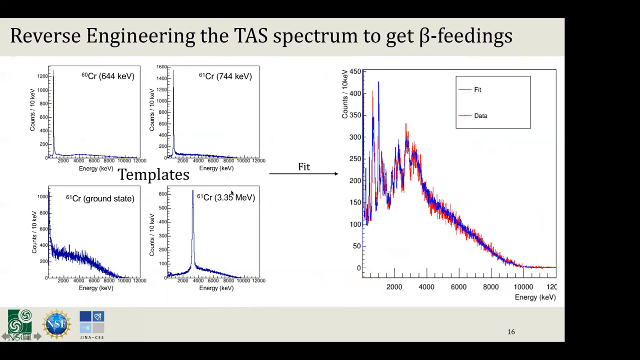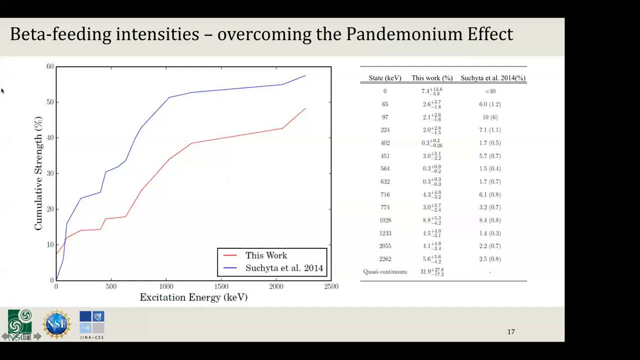So you can take that and you fit to reproduce your total absorption spectrum. It is not shown here, but at the same time, we are simultaneously fitting the singles spectrum as well. There were a total of 82 templates that we made from JINA-4, and we fit them using a variety of methods, to independently confirm that the fit was correct and not stuck in a local minimum. And we reproduce the total absorption and the singles spectrum. Using that, we can recover the beta feeding intensities.